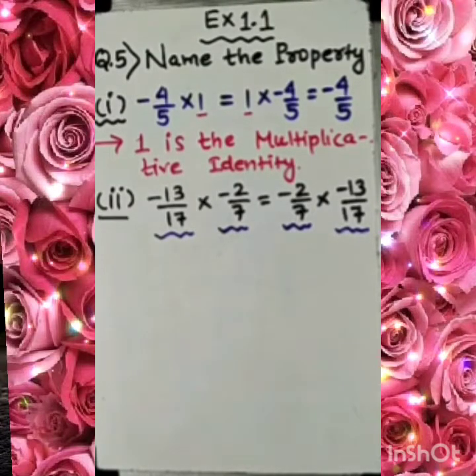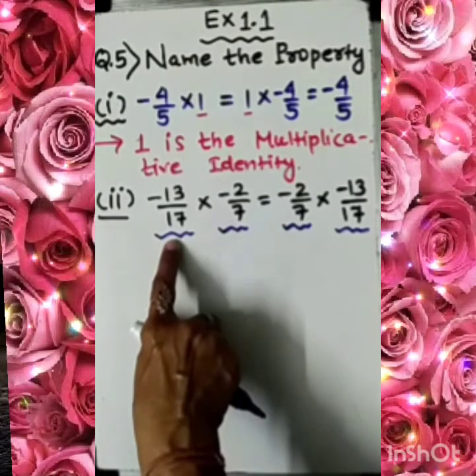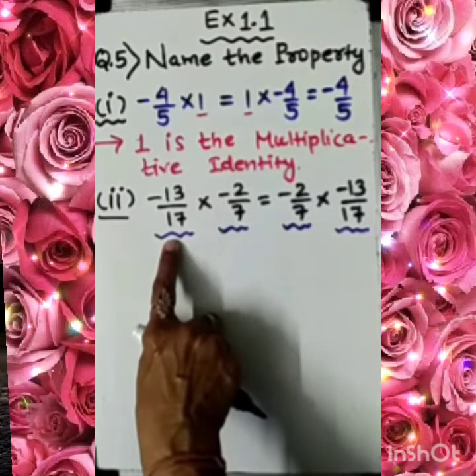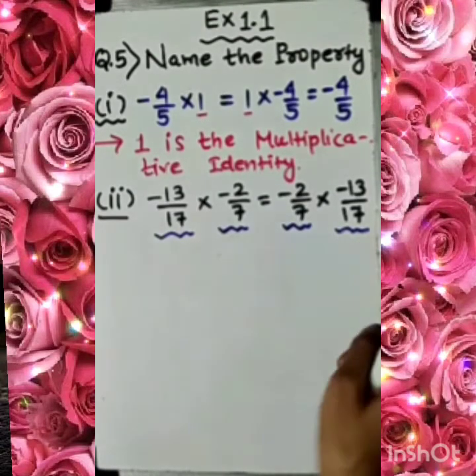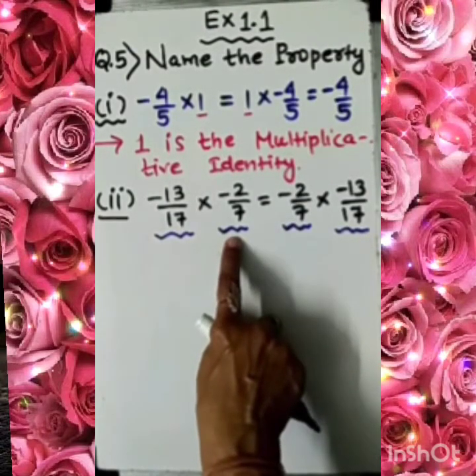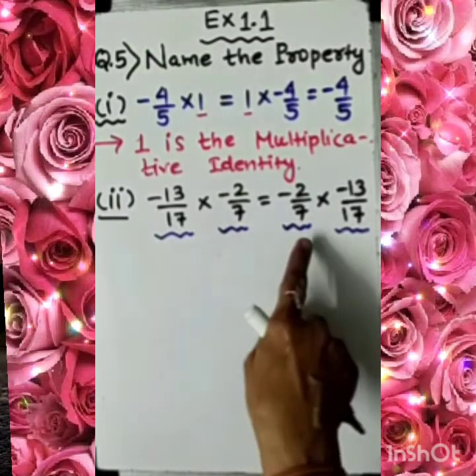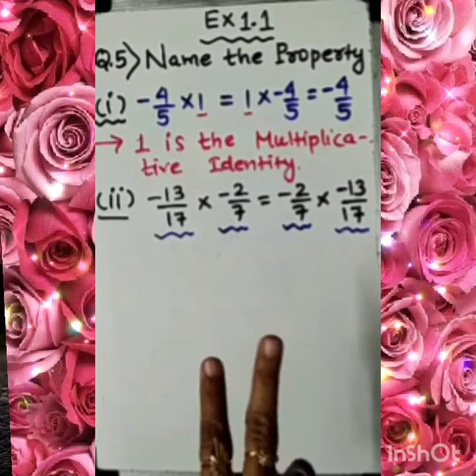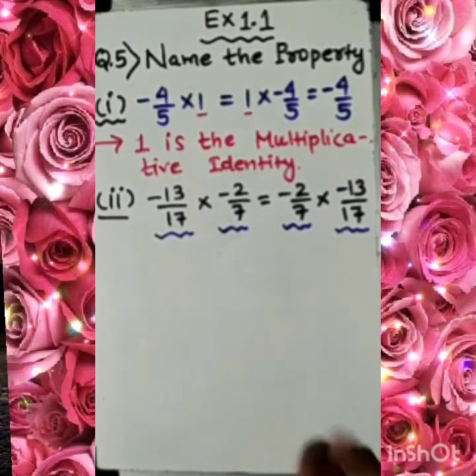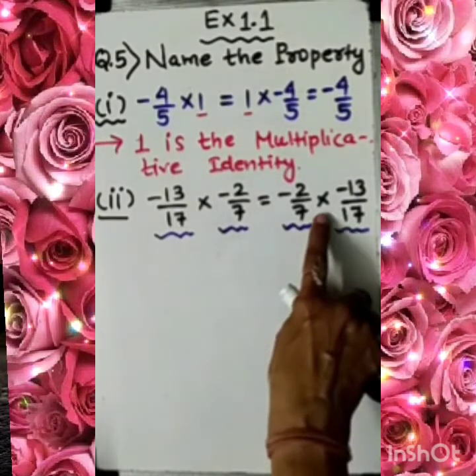Then you will say, ma'am, what is the difference? There isn't any difference in the numbers, but there is a difference in the changing of places. Here this rational number is coming first, and here it is coming in second position. And here we are multiplying the rational number that is in second position, and on the other side it is in the first position. This is only the changing of places in the multiplication.